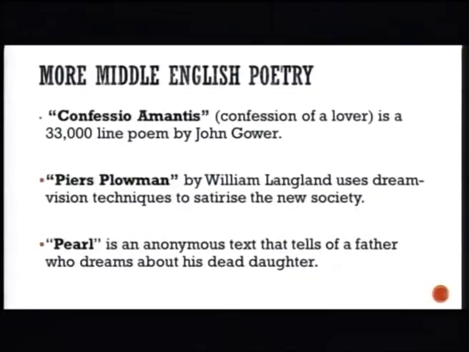Okay, today we introduce more English texts, more English poetry. But we're not going to go into detail here, just in brief. The first text is Confessio Amantis by someone called John Gower. Look at the name, the words are not English. In English, this means a confession or the confession of a lover. And this again shows how the writer is influenced by other European literatures, mainly French and Italian, probably German.